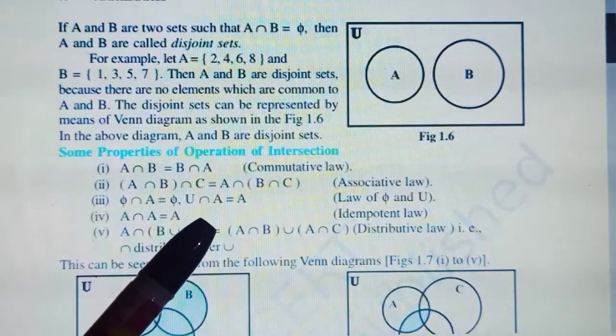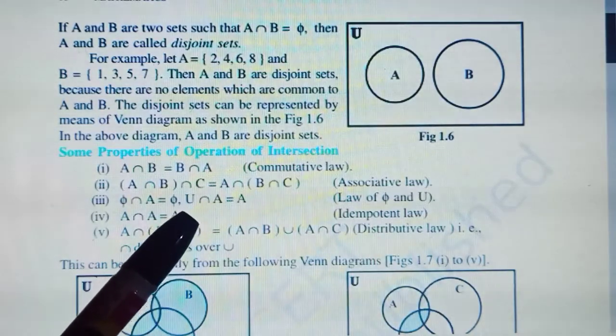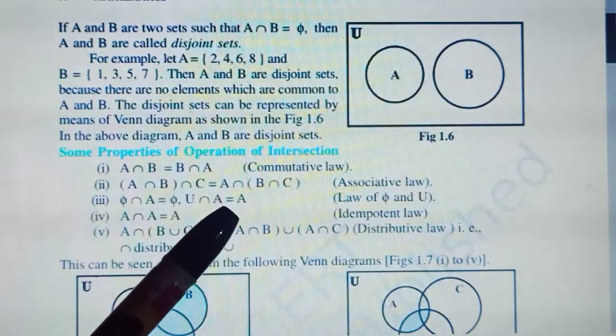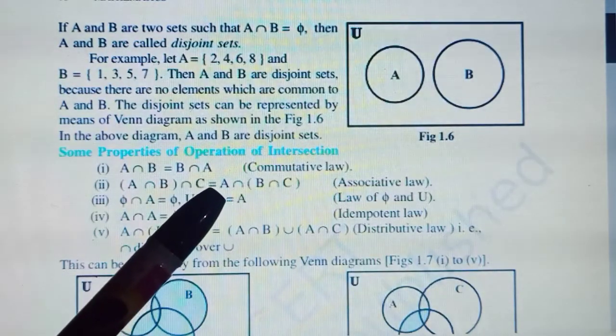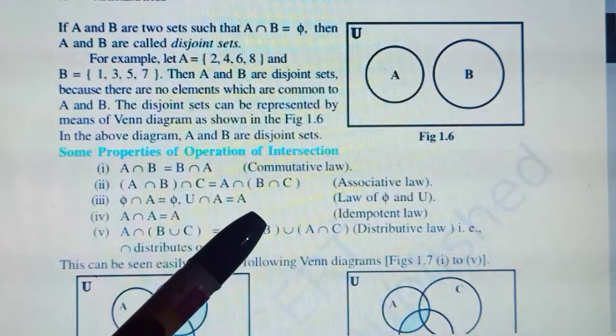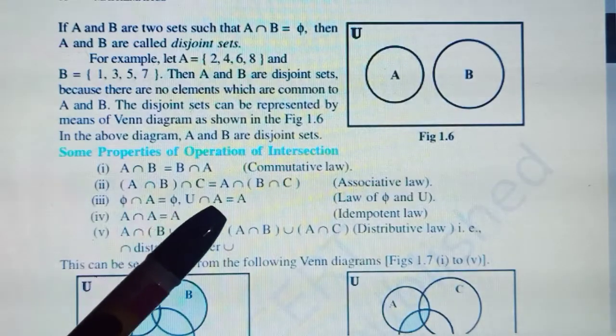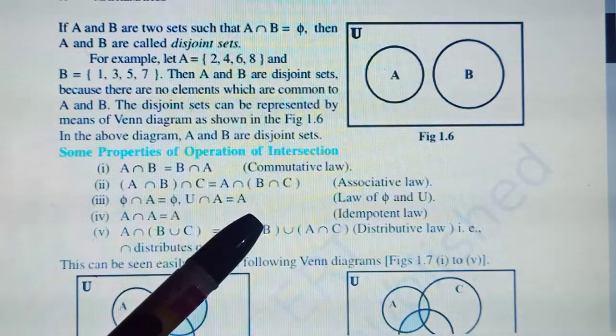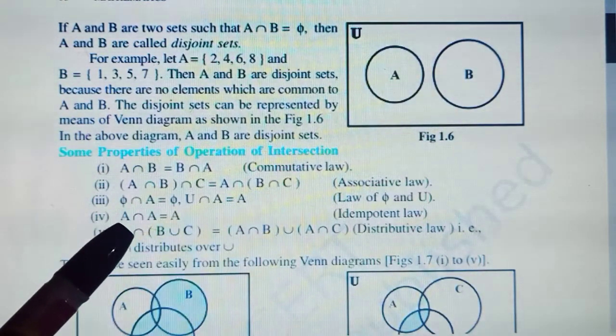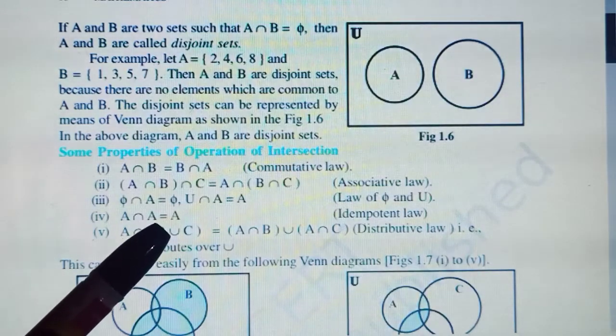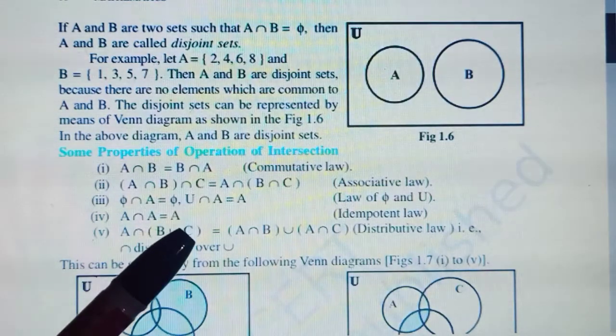Then if you find intersection of any set with the universal set, that's the biggest set, and this set is its proper subset. We saw that in the example too, it was a proper subset so the intersection gave the same answer. So U intersection with any set will give you that set. Then this is again the idempotent law, that intersection of a set with itself is the set itself.